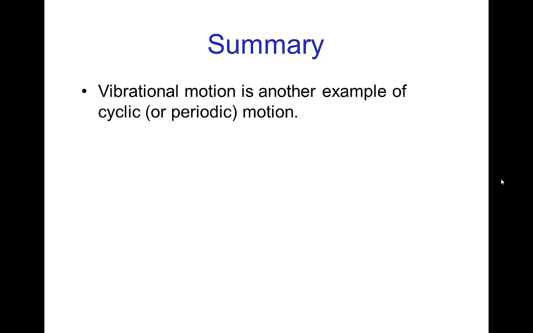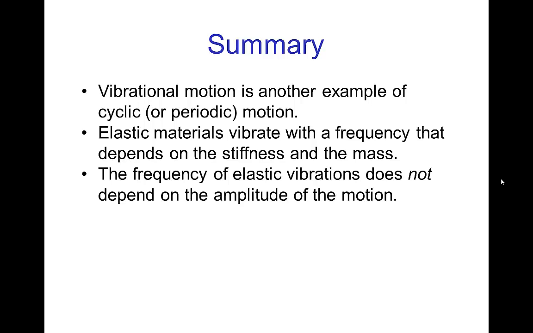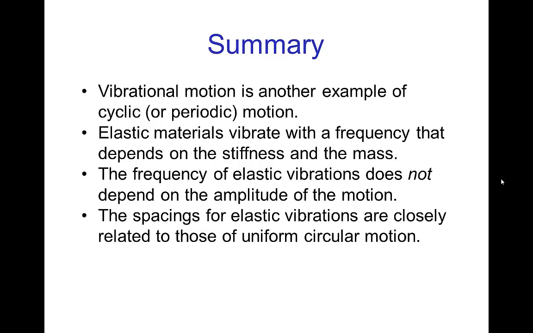Vibrational motion is another example of cyclic or periodic motion. Elastic materials vibrate with a frequency that depends on the stiffness of the material and the amount of mass that's being moved in the vibrations. The frequency of elastic vibrations does not depend on the amplitude of the motion. The spacings for elastic vibrations are closely related to those of uniform circular motion, as we saw in that example.